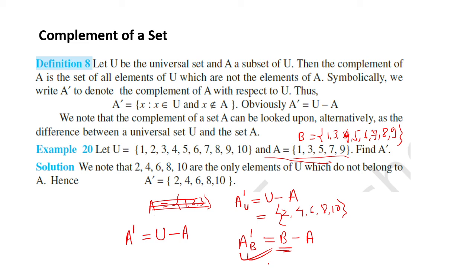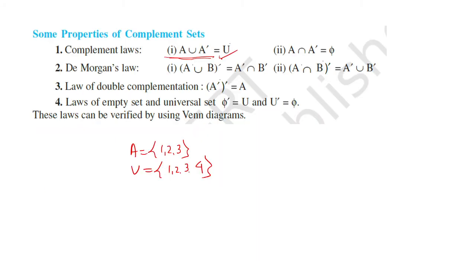Some properties of complement. If you compute A union A complement, then you will get U. I advise you to take any sets, A equal to 1, 2, 3, U equal to 1, 2, 3, 4, and try to check these equations, whether they are wrong or right. Find A complement, then compute A union A complement and check whether it is U or not. Similarly, you can do it for this, this, this, and this also.